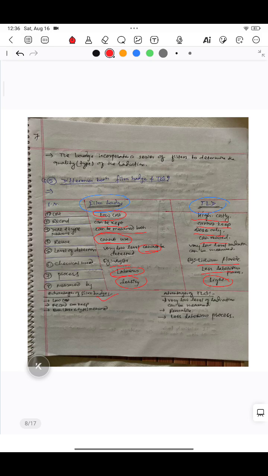What are the advantages of the film badge? Low cost, the record can be kept, and it can measure both dose and type. What are the advantages of TLD? Very low level of radiation can be measured, it is reusable, and it is a less laborious process. So both have some advantages and disadvantages. These three, cost, record, and dose and type, are the film badge advantages. Whereas low level of radiation, reuse, and less laborious process are the opposite. Then lithium fluoride is used here, AgBr is used here, and density is here, and light is here.